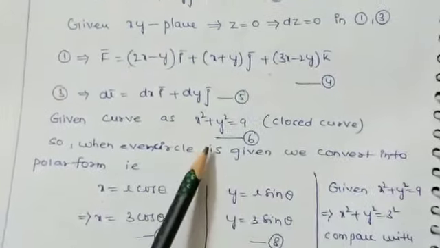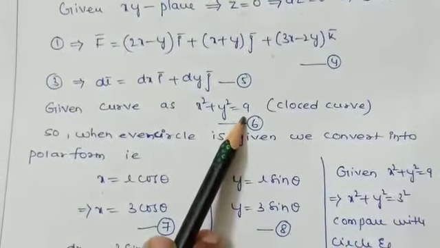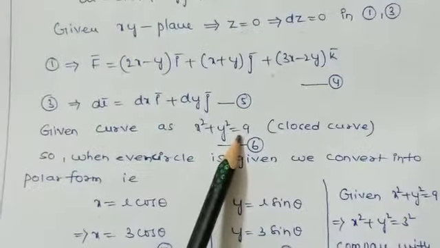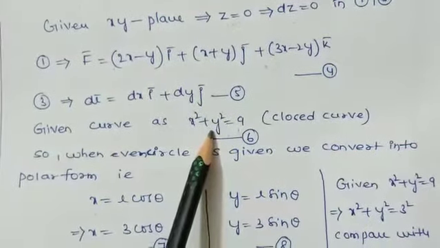Now the curve is given as x square plus y square is equal to 9. It is nothing but circle equation here. So whenever the question is given in the form of circle equation, the question should be converted into the polar form here.